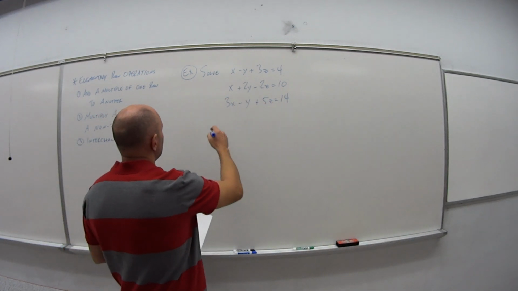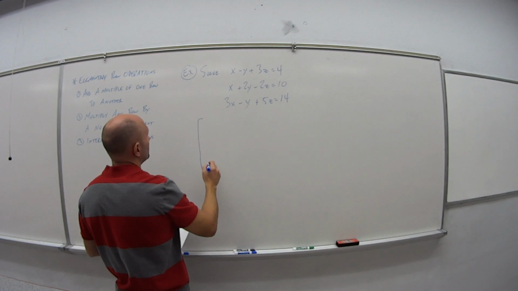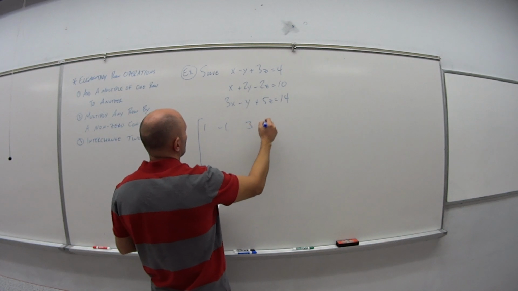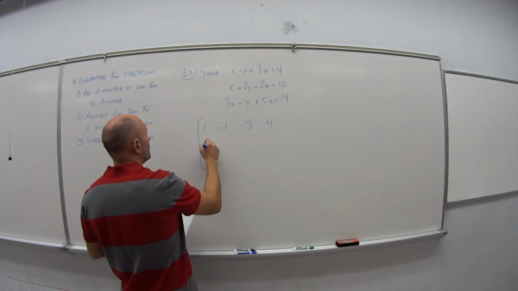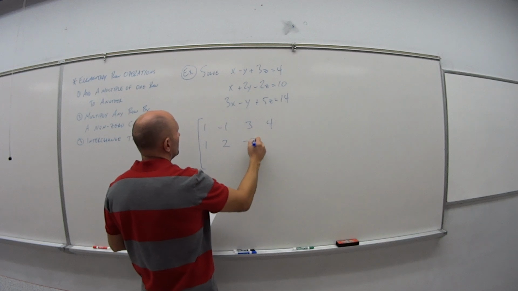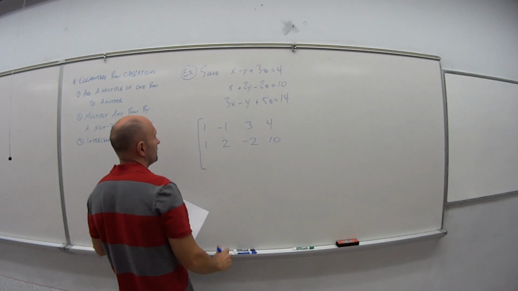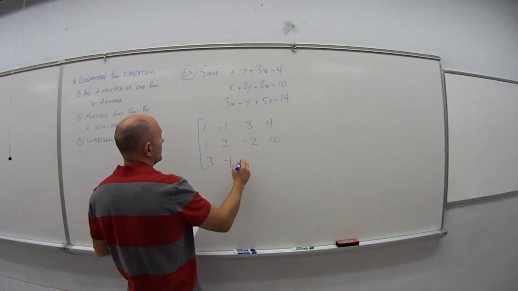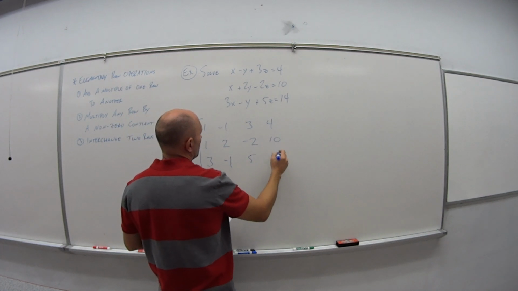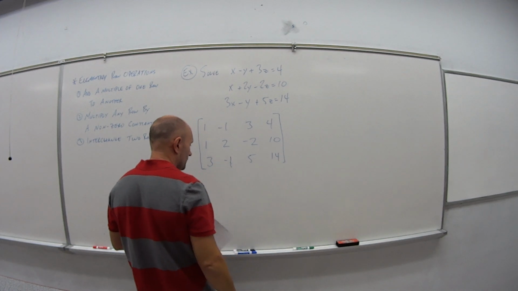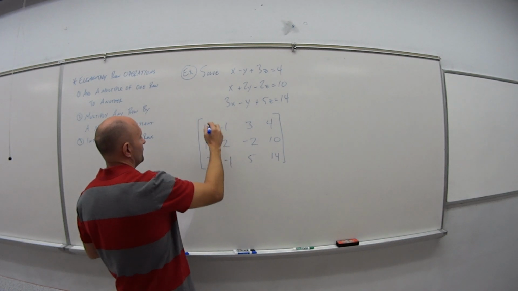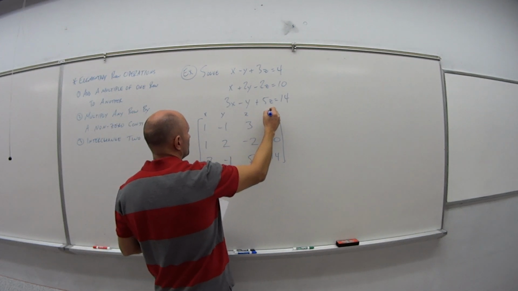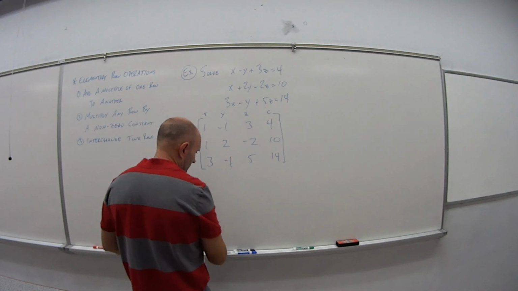So when I create this augmented matrix, I have what? 1, negative 1, 3, 4, 1, 2, negative 2, 10, and 3, negative 1, 5, 14. So remember what these all represent. This is my x values, this is my y values, this is my z values, this is the constant.